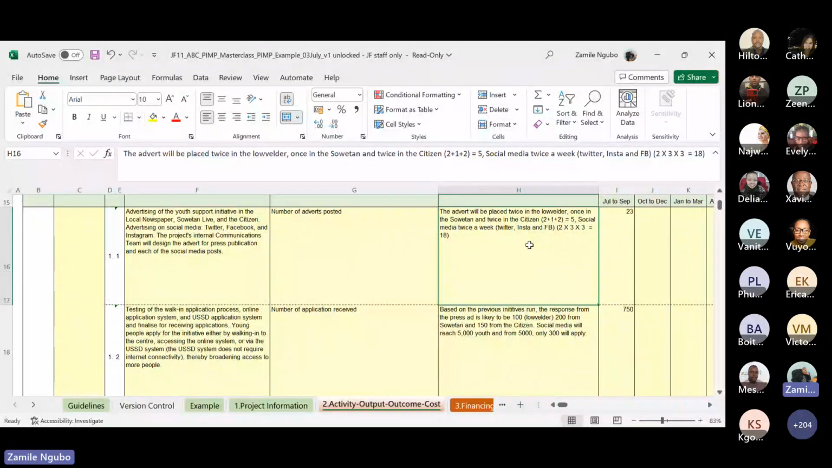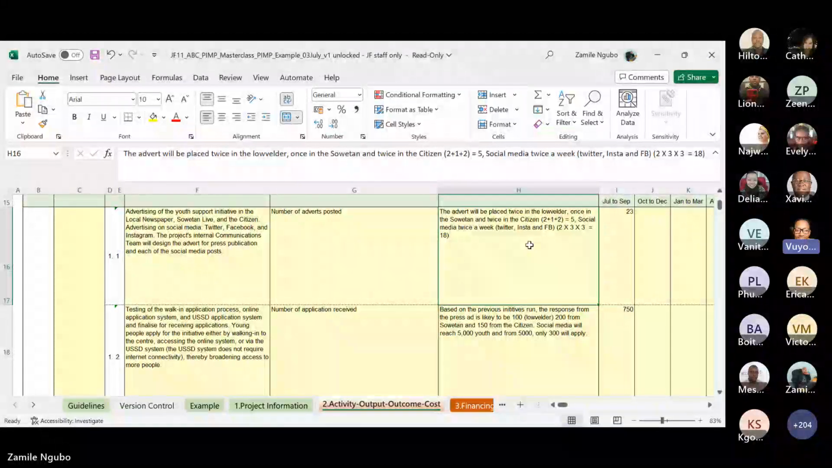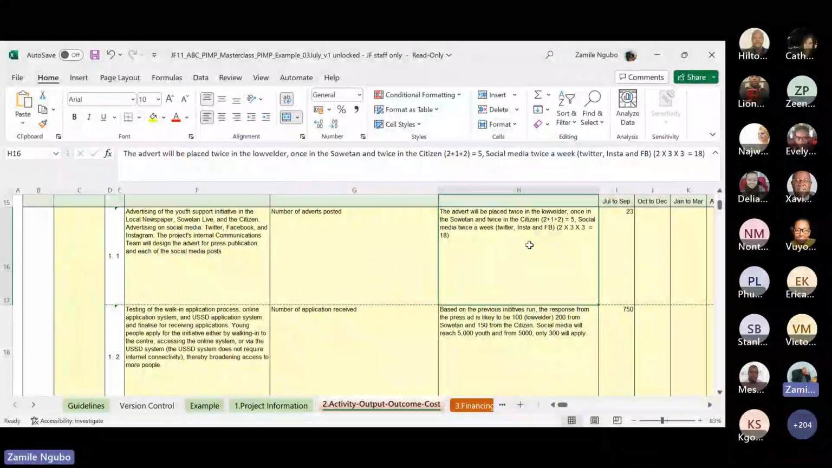So that represents the number of times they will be posted per week times 3. So we've got 3 social media platforms. I'm not sure if I am clear, if I can get an indication on that. Yeah, I think that was clear. All right.